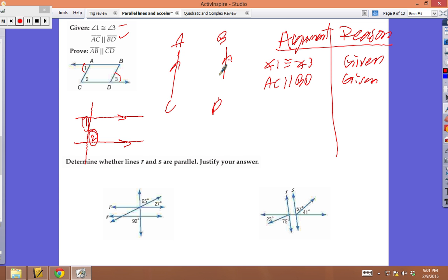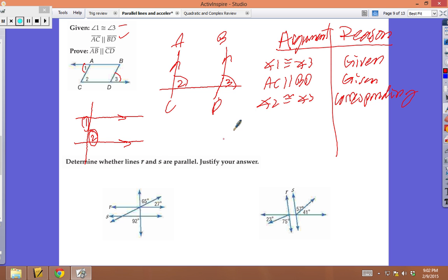And if I'm looking at AC and BD, and I draw this bottom line, the CD, 3 is right here and 2 is right here. So I know A and B are parallel because that's given. So if they're parallel, I know this. 2 is the same as 3. So angle 2 is congruent to angle 3, and that is because they are corresponding. And corresponding angles are only congruent if the lines are parallel. So 3 is the same as 2.